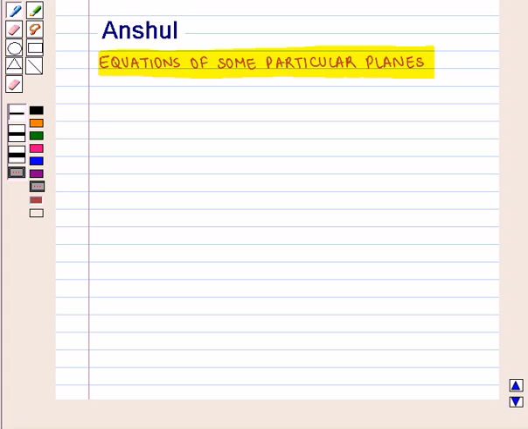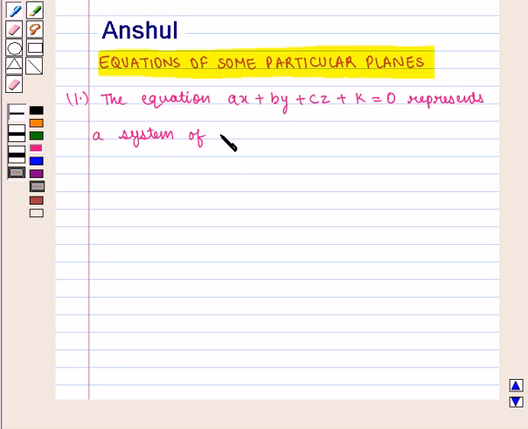In this session, we are going to discuss equations of some particular planes. The equation AX plus BY plus CZ plus K is equal to 0 represents a system of planes parallel to the plane AX plus BY plus CZ plus D is equal to 0, K being a parameter.